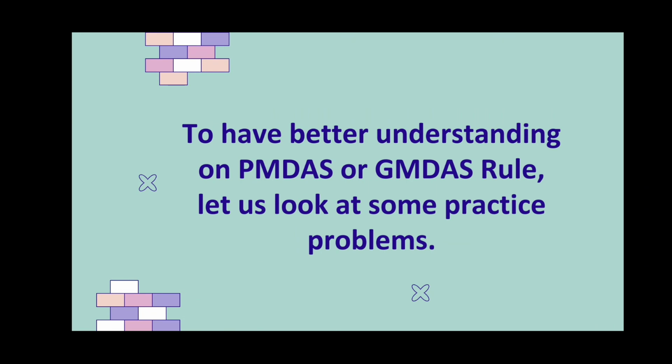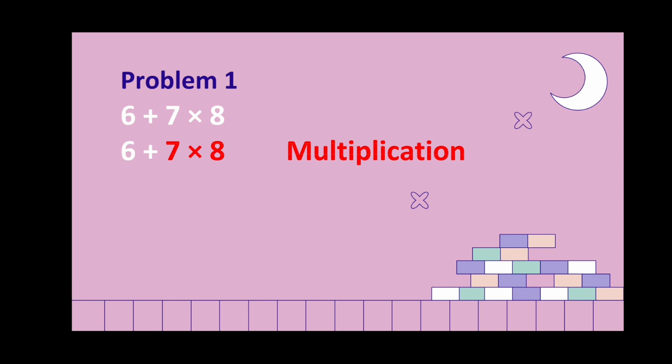To have a better understanding on PMDAS or GMDAS rule, let us look at some practice problems. Problem number 1: 6 plus 7 times 8. So what do you think? Ano ang dapat nating unahin? Okay, so we need to do multiplication first. 7 times 8 equals 56. And then now, we're going to add. 6 plus 56 equals 62. The result is 62.